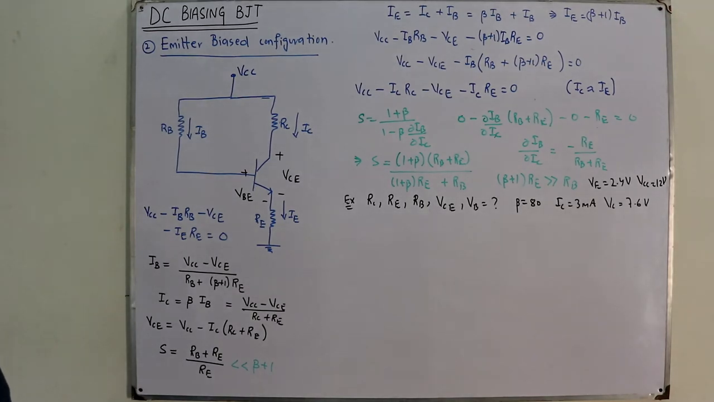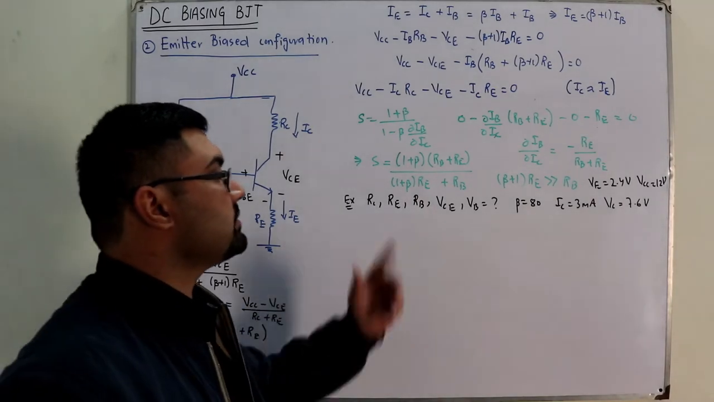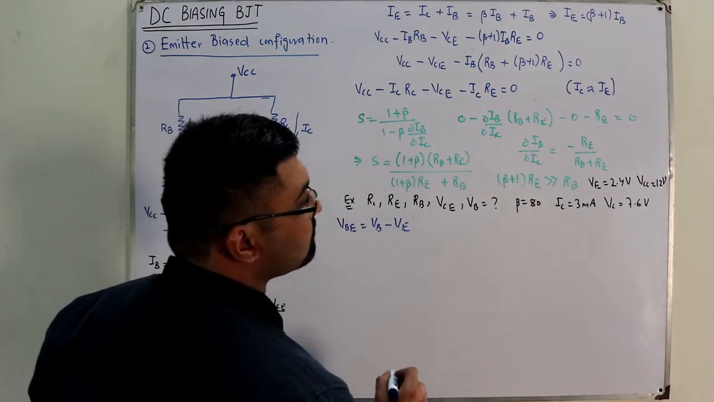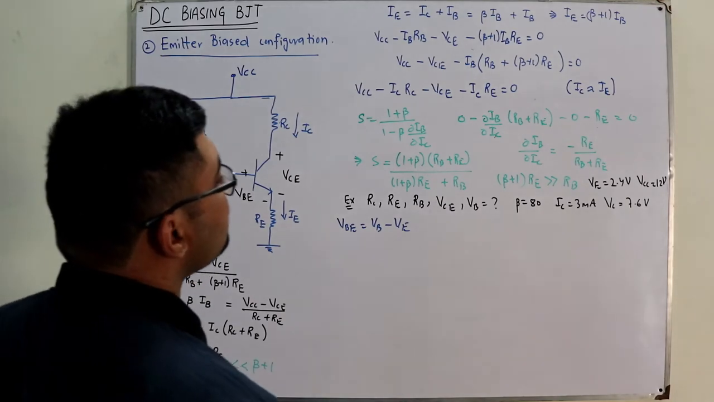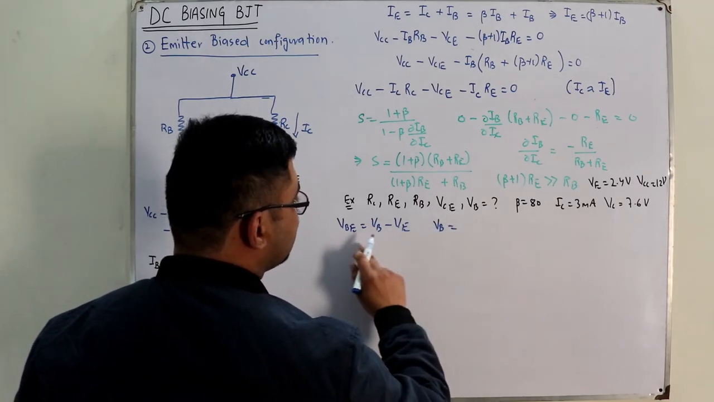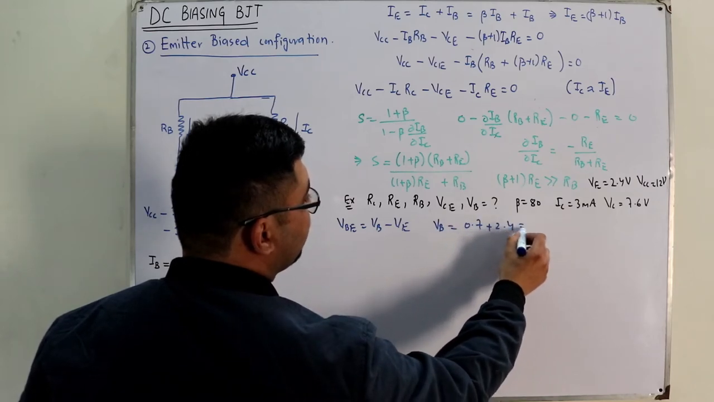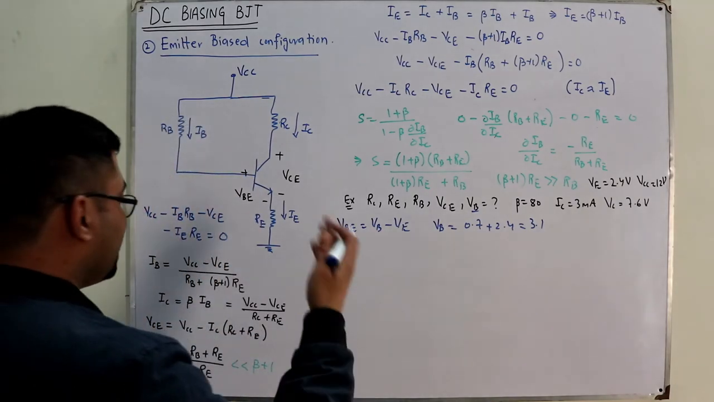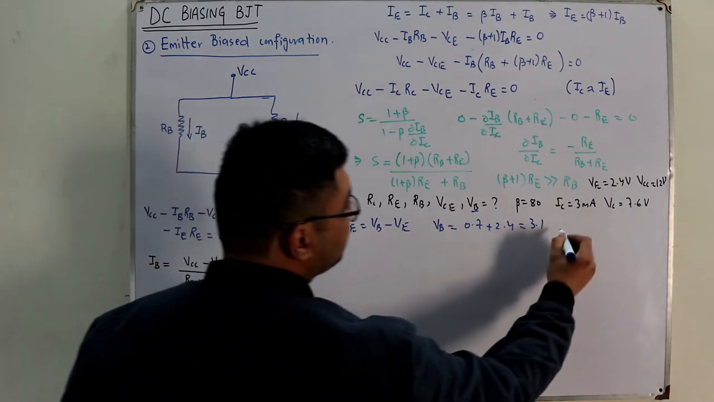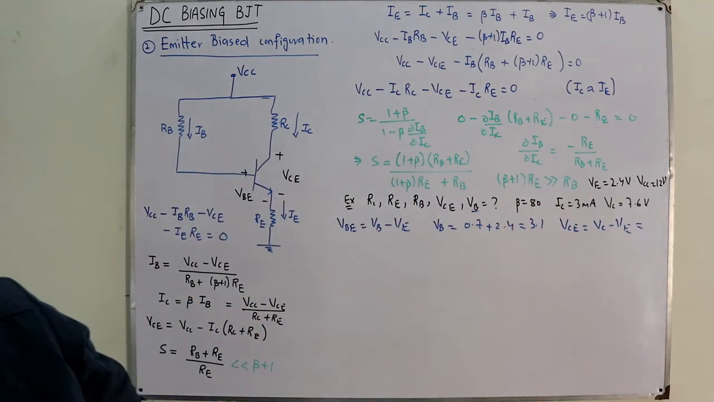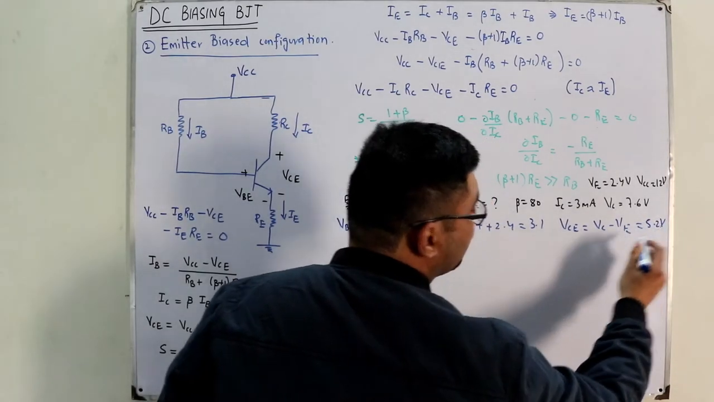So have a look. What can you do over here? First of all, the simplest one, VB. VBE is equal to VB minus VE. VE is given and VBE is 0.7, so you can find VB. VB would be 0.7 plus 2.4, that is 3.1 volts. VB is done. VCE is VC minus VE. You have VC, you have VE. The value is 5.2 volts. Check the calculations.